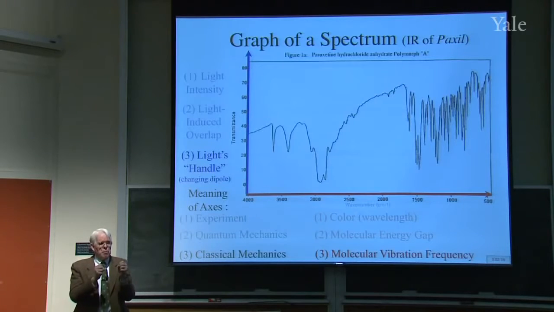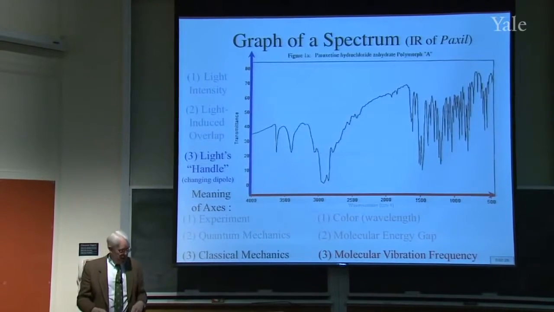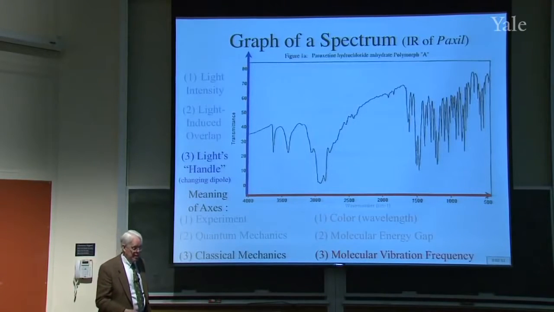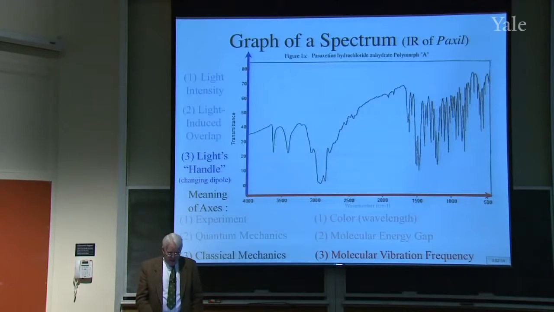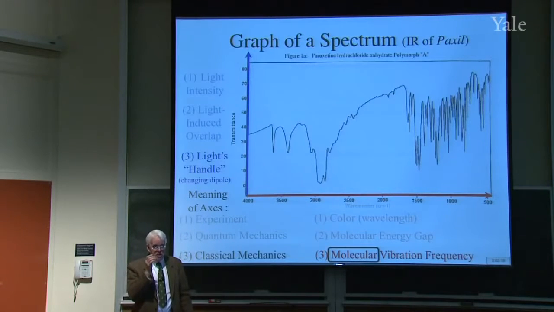For example, if you're vibrating H2, you don't change any electronics by doing that. You don't generate a dipole. It doesn't interact with light. But if you vibrate HCl, then you get a big separation of positive and negative charge as you do that, and it does interact with light. Light has a good handle on it. So that's molecular vibration frequency, though.